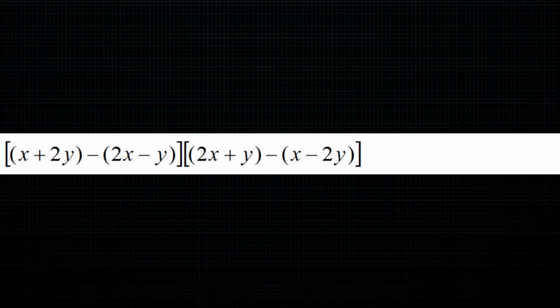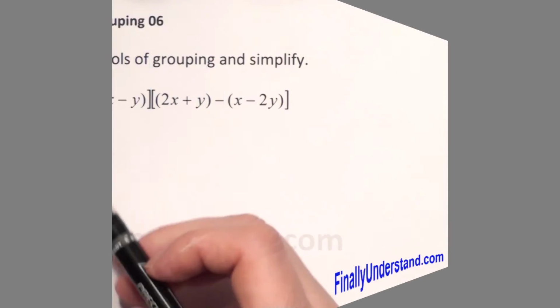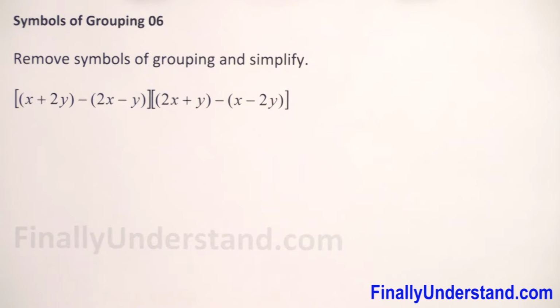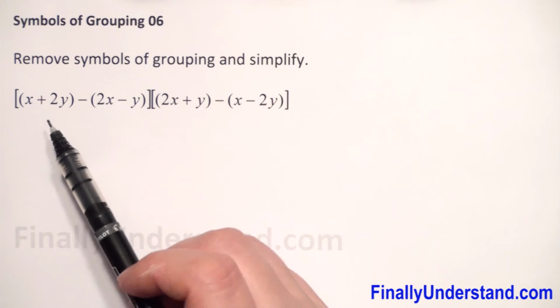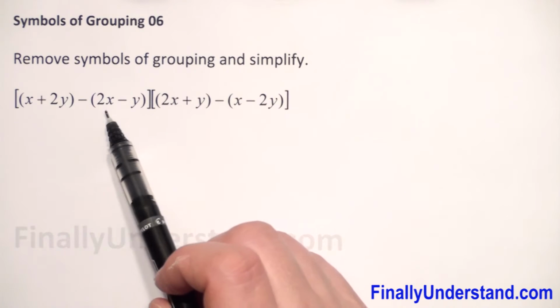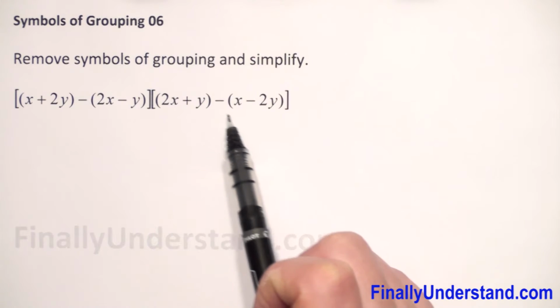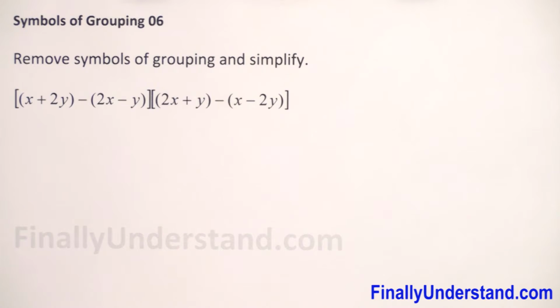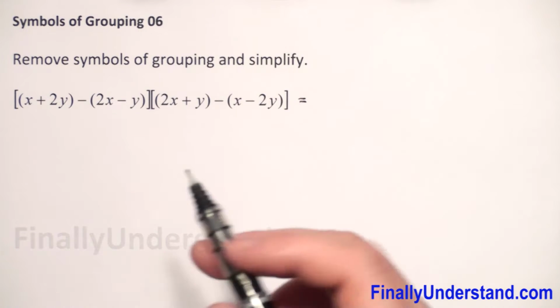We have to remove symbols of grouping and simplify. We have here parentheses and brackets. So first we have to go to the parentheses, check if we can do something in the parentheses. We have x plus 2y, 2x minus y, 2x plus y, x minus 2y. We have different terms, so we cannot do anything in the parentheses, so we will take down the parentheses only.